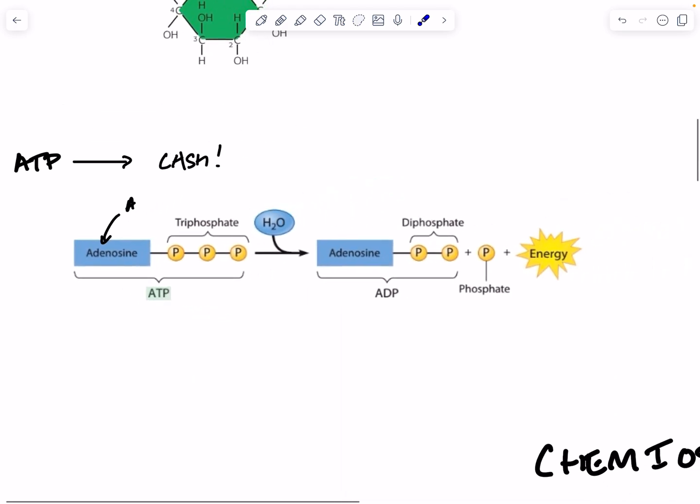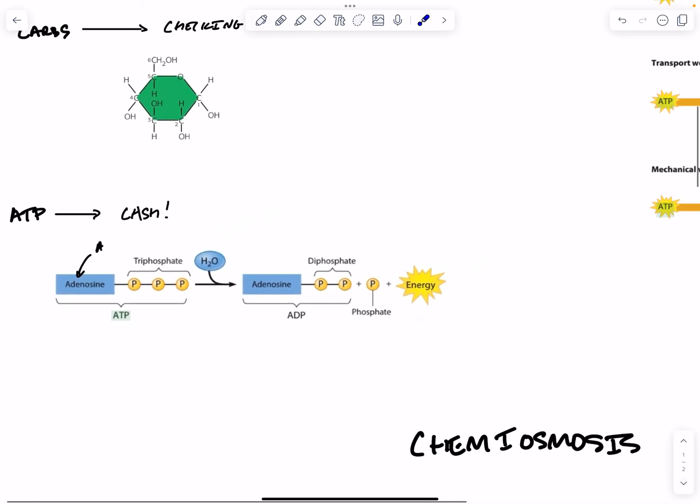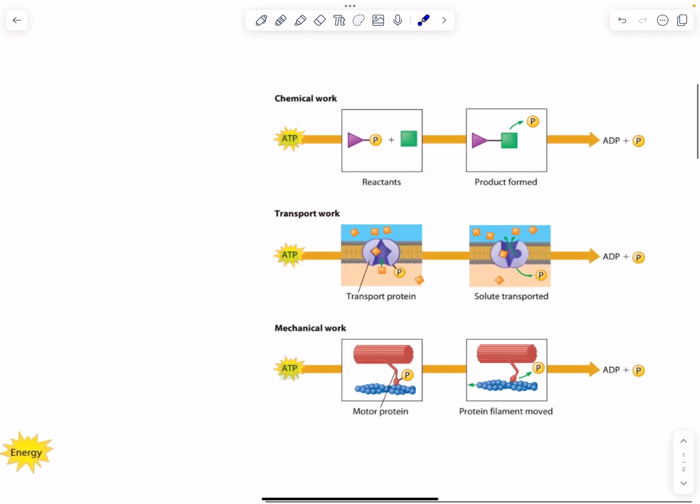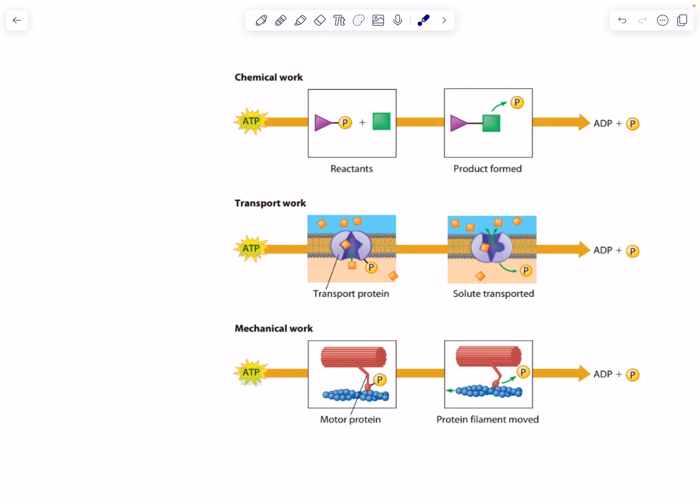When it goes through a hydrolysis reaction with water, the bond between the two most distant phosphates is broken, and energy is released in that process. And we can use that energy to do a bunch of different types of cellular work. For example, we can use ATP here to take two different organic compounds and then fuse them together.